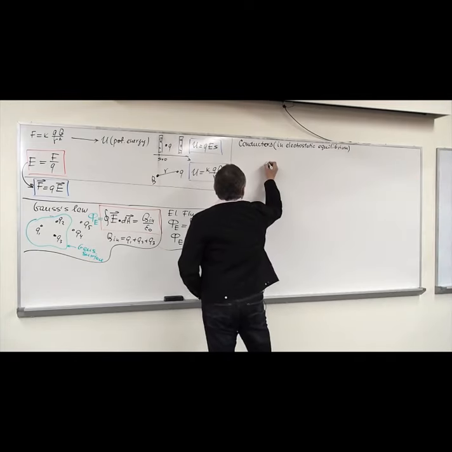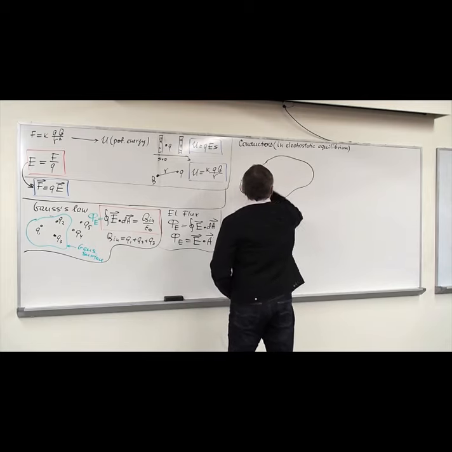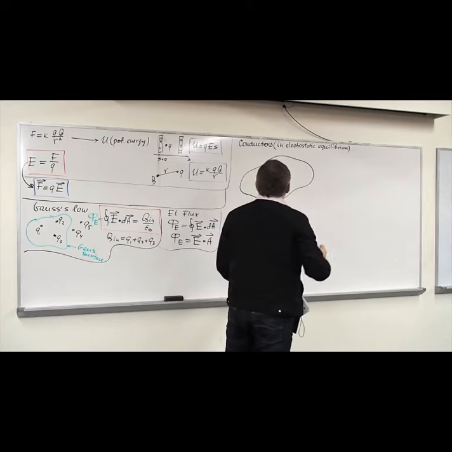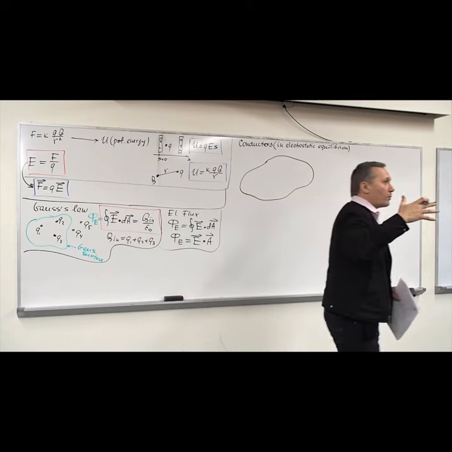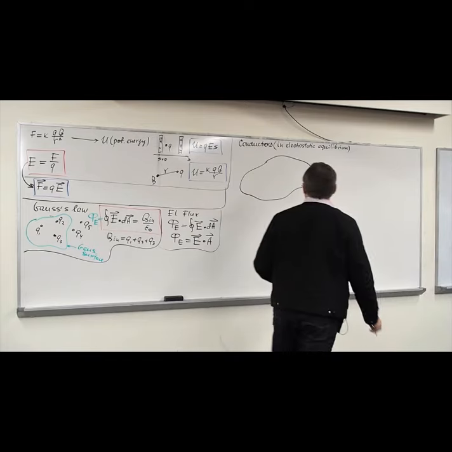Right, so let's assume that we have a piece of a conductor in electrostatic equilibrium, right? So first, major property of a piece of a conductor, a piece of metal: it has tons of free electrons. The rest of the properties follow from that major property. Tons of free electrons.